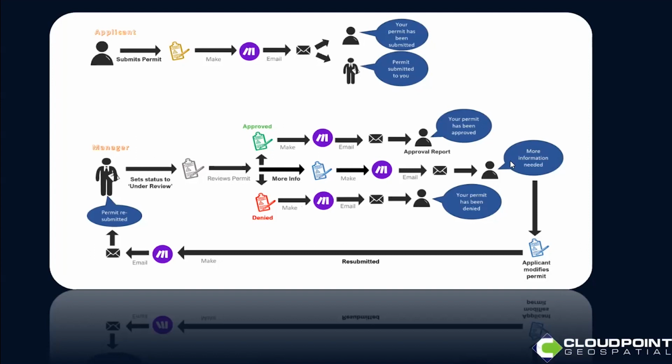So that comes through as an email to the applicant telling them that they need to modify their permit and why. And then once they're done modifying it, it comes through Make again and rounds back up here at the permit manager and lets them know that that's been resubmitted for their review. So again, this can be customized. This is kind of the workflow that we're going to go through here in the demo.